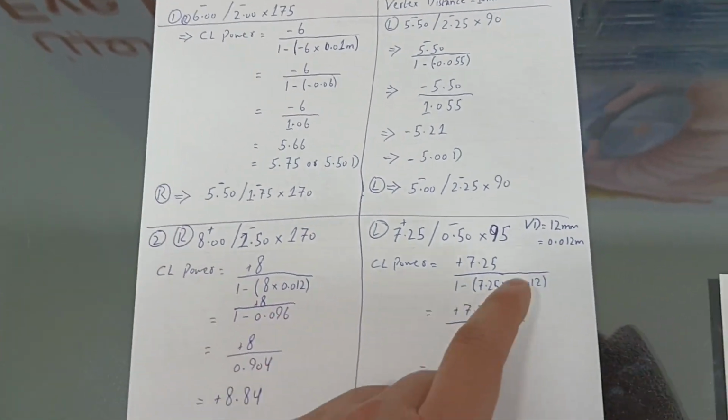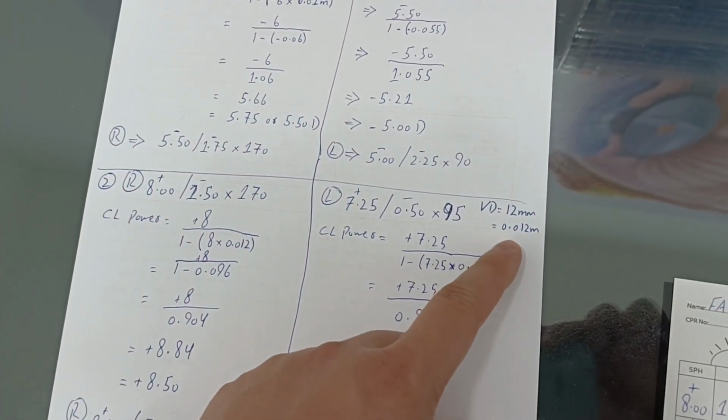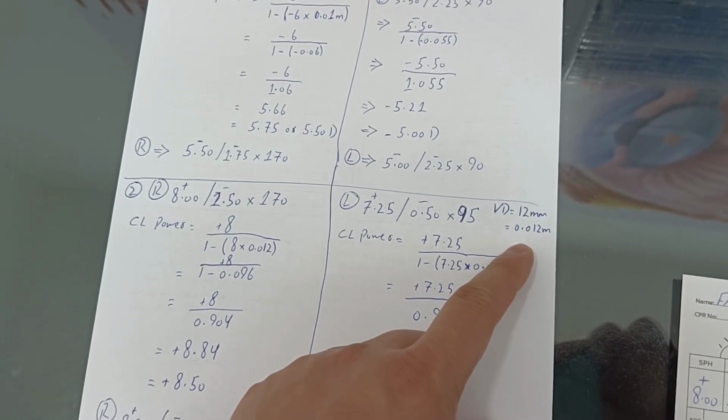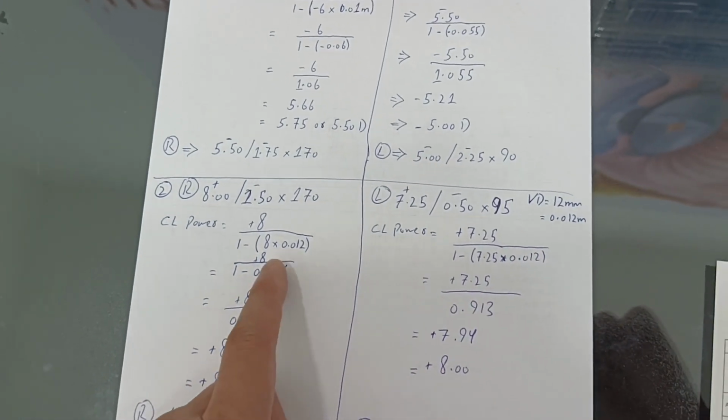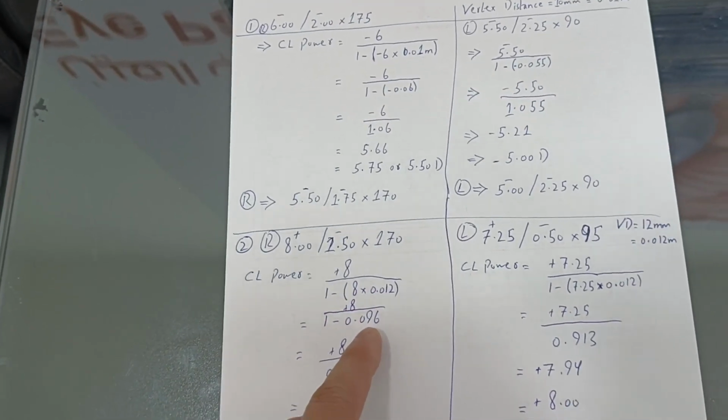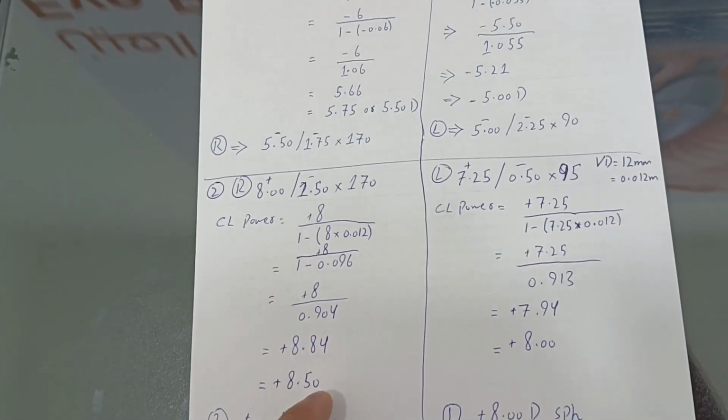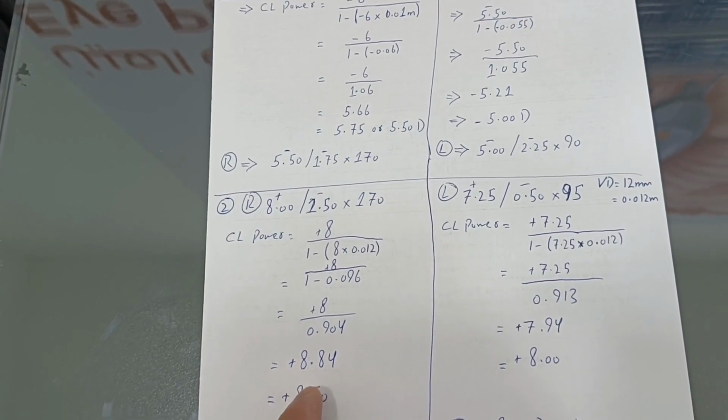Okay, and vertex distance is now 12 mm, so we will divide by 1000, it will be 0.012. So here we will multiply this, putting the values. We will subtract this value from 1 in the formula, so it will be 0.904. So at the last, as you can see, 8.84.